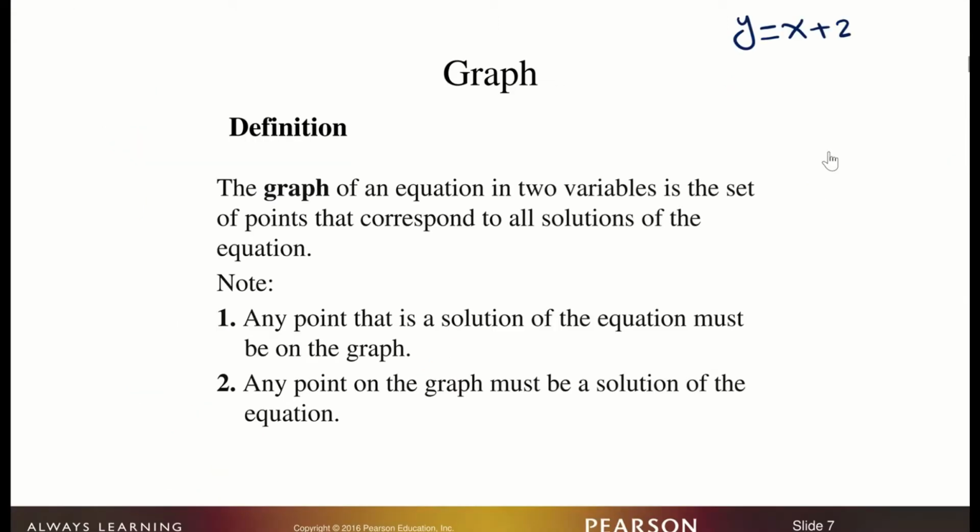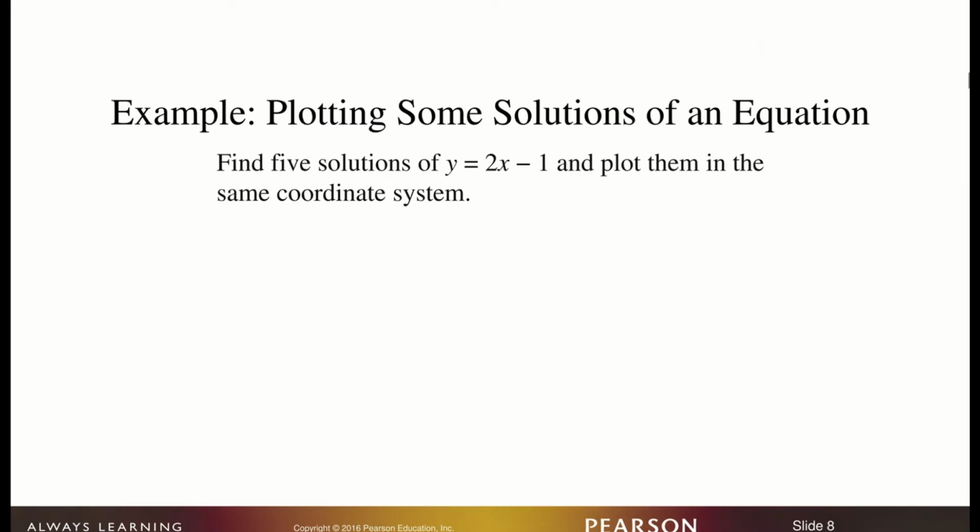So just to reiterate, the graph of an equation in two variables is the set of all points that correspond to the solutions of the equation. Any point that is a solution of the equation must be on the graph, and any point on the graph must be a solution of the equation. So here we're going to find 5 solutions of this particular linear equation.